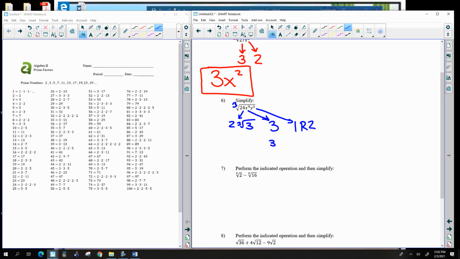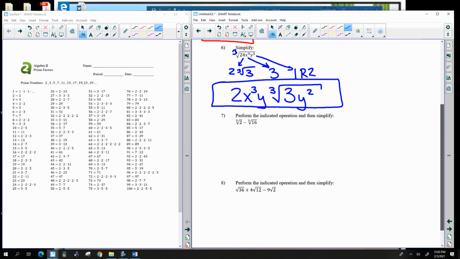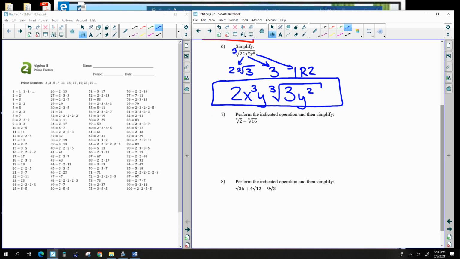So, what's the answer? Of the number, I was able to take out a 2, but there was a 3 left over. Of the x's, I was able to take out 3 x's. Of the y's, I'm only allowed to take out 1 y, and there are 2 left over. Okay, that is the simplification of roots.